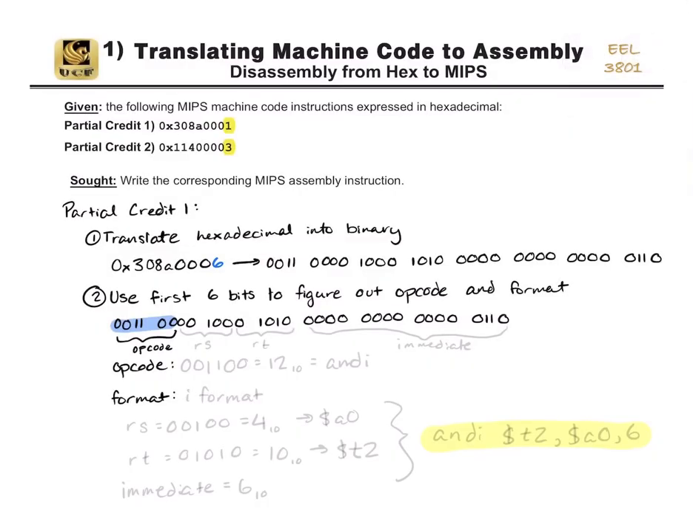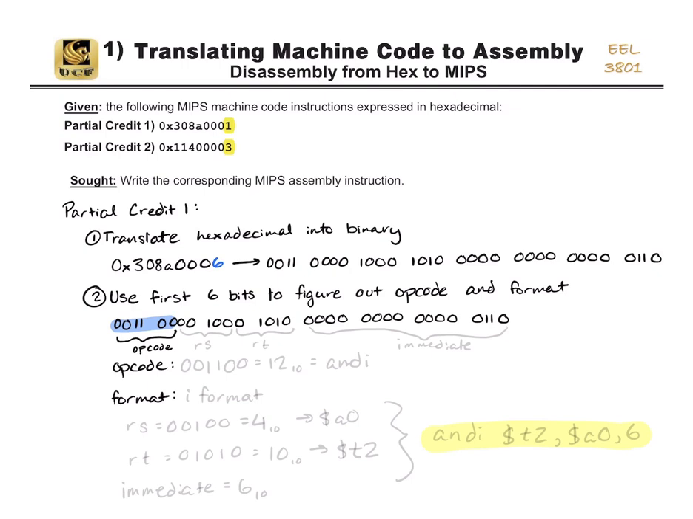This is for exam 2. Jumping right into it, partial credit 1 starts by giving us the MIPS machine code instructions expressed in hexadecimal. We start by translating this into binary by taking every digit in hexadecimal and translating it into 4 bits of binary.